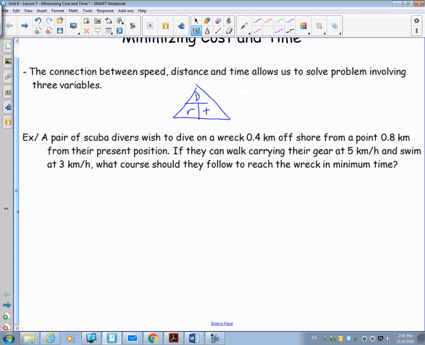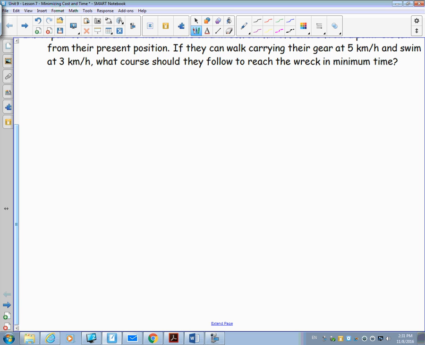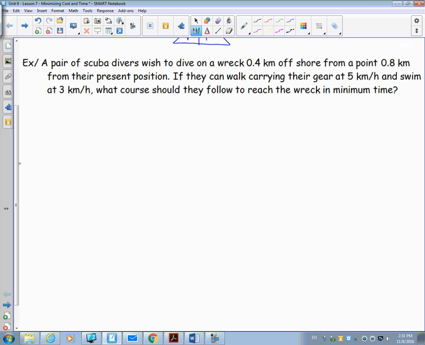Okay, we're not going to learn any new calculus ideas. That is, we're not going to learn how to take derivatives. We're just going to learn how to apply them a little bit. So let's look at this first example here.